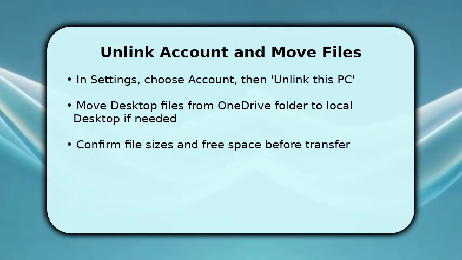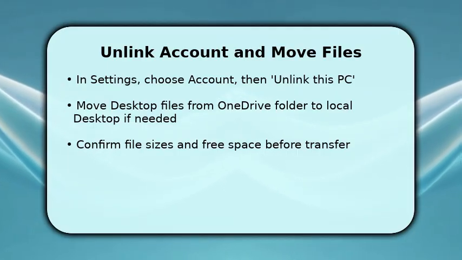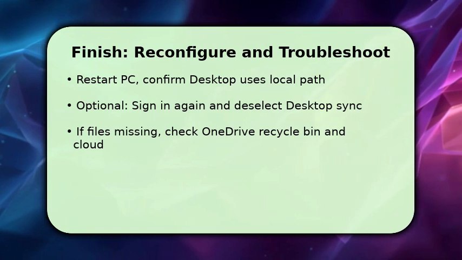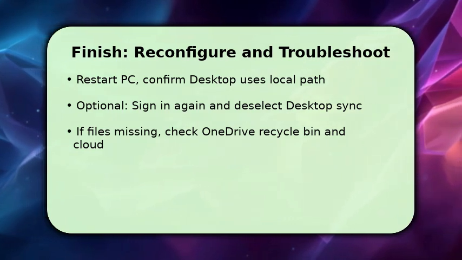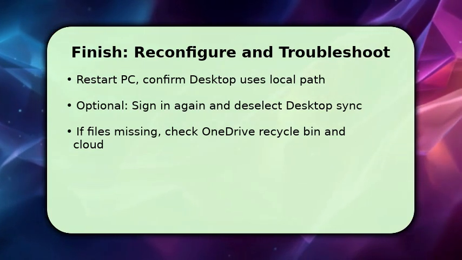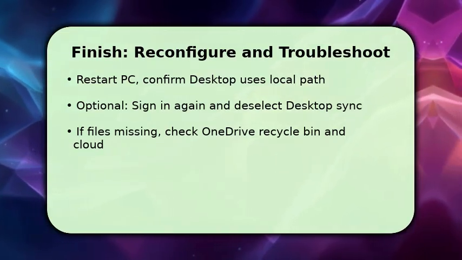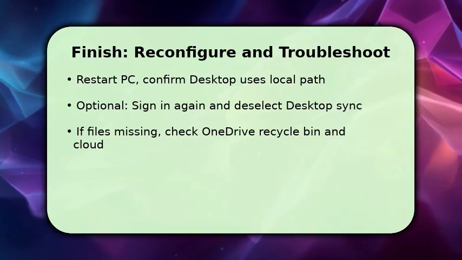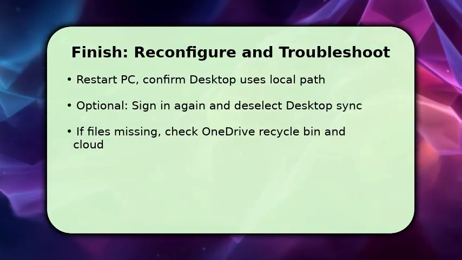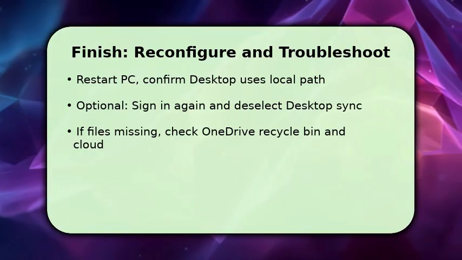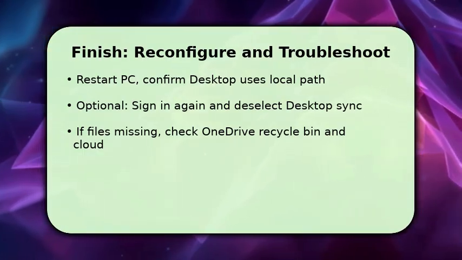After moving, verify files. Finally, restart your PC to let Windows register the local desktop path and to clear any lingering sync processes. If you plan to use OneDrive again, sign in and choose Folders to explicitly deselect desktop so it stays local. Once done, check that new files are saved to C:/users/your name/desktop.